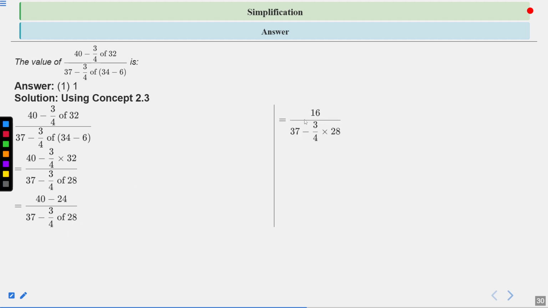So we can simplify it in the form of 40 minus 24, which will become 16, and 37 minus 3/4 of 28 will become 3 by 4th into 28. 4 times 7 is 28. Now we can simplify it. So we get 16 upon 37 minus 21. So when we simplify it, what we get? We get 16 upon 16, which is equal to 1. So the first one is the correct answer of this question. Next one.